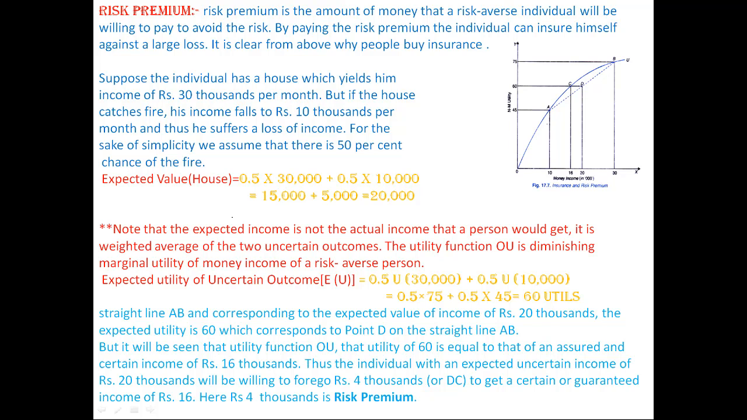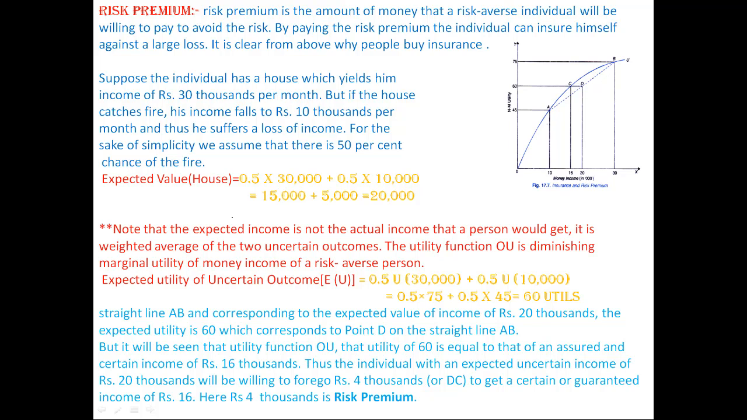So there are two situations, with average income. The utility of average income is 60. This is with the uncertain situation. The average or expected utility, both are the same thing, is 60. But here the income is uncertain.